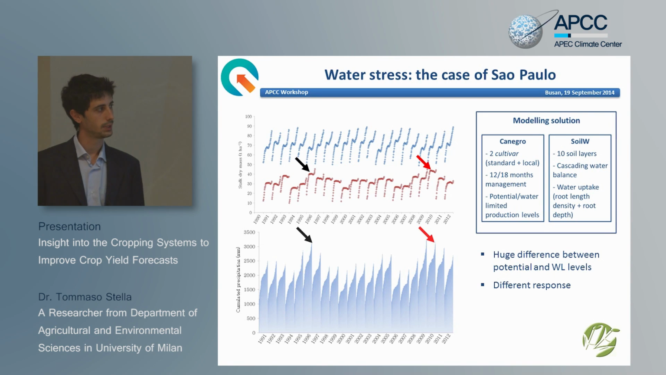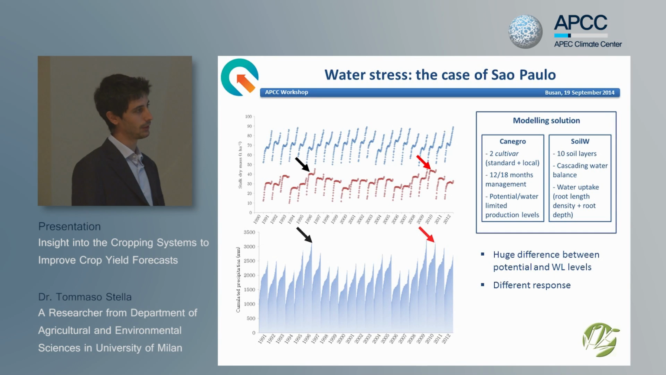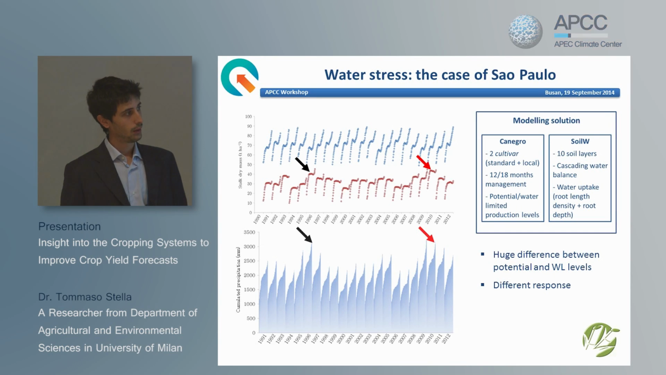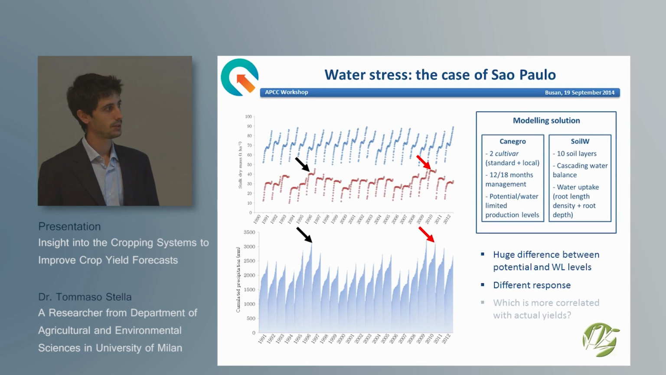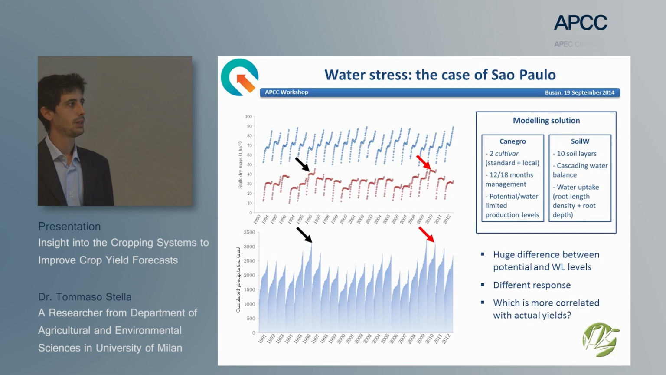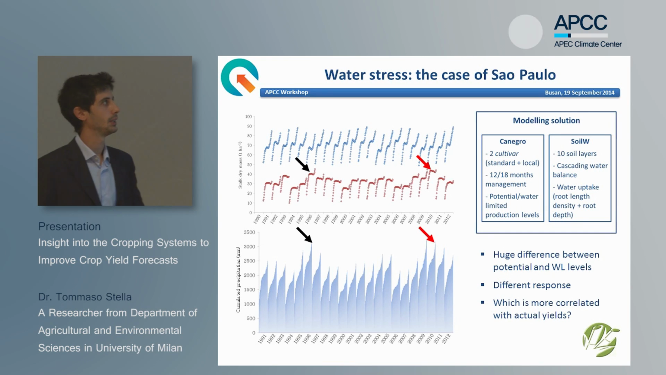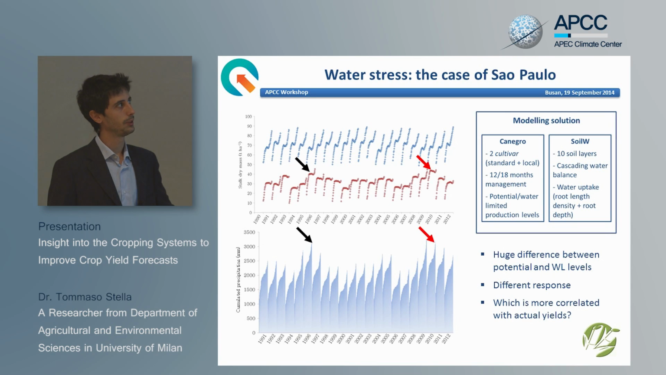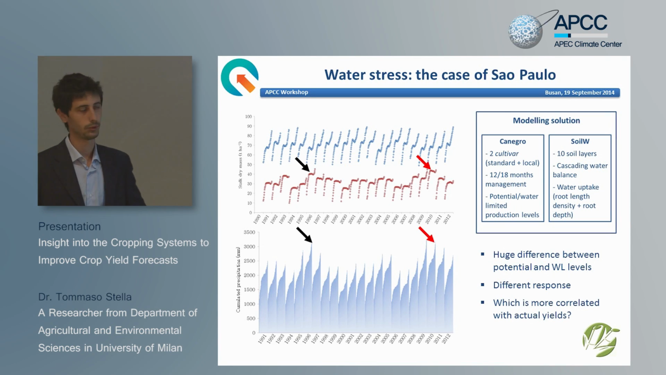Yeah. Oh, wow, interesting. We didn't think about the effect of El Nino and La Nina. However, we have different responses, and so the question is, which is more correlated with actual yields, the potential production level or the water-limited production level?